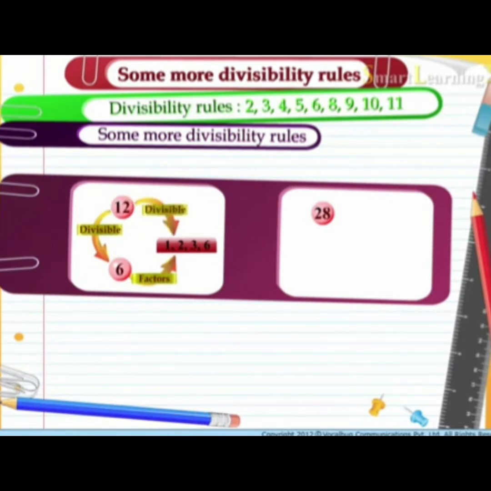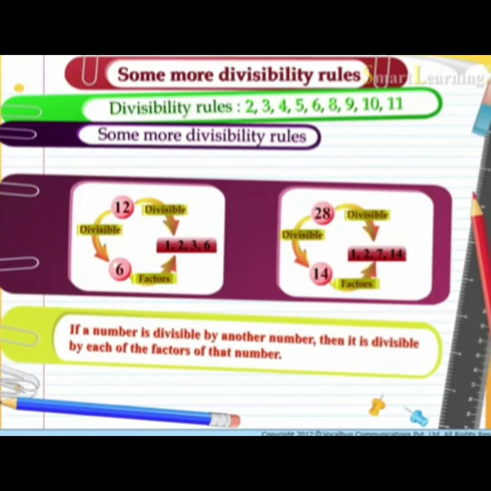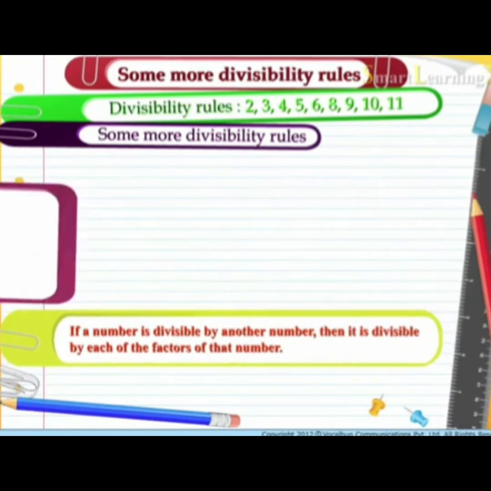Our next number is 28. 14 is one of its factors. Factors of 14 are 1, 2, 7, and 14, by which 28 is also divisible. From these observations, we can say that if a number is divisible by another number, then it is divisible by each of the factors of that number.